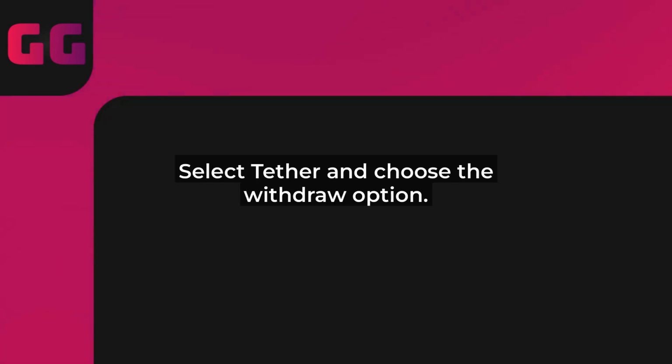Let's get started. Step 1. Log into your Bitrue account and head over to the Assets or Wallet section. Find your Tether balance and click on the Withdraw option. This is where you'll initiate the transfer.